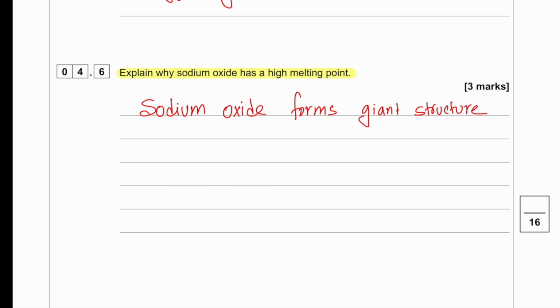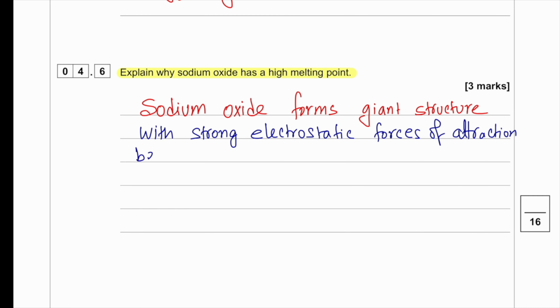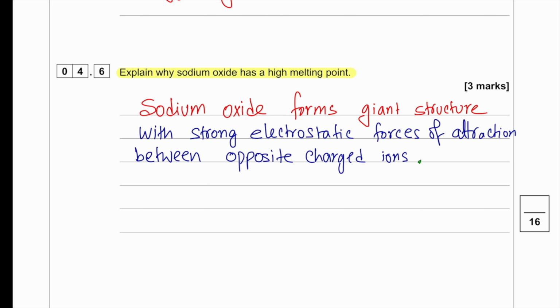Sodium oxide is basically a giant structure. Because it has a giant structure, there will be a strong electrostatic force of attraction between the oppositely charged ions. And if we want to break that strong electrostatic force of attraction, we're going to need lots of energy to break that strong electrostatic force of attraction. And as a result, high amount of energy is needed to break that bond.